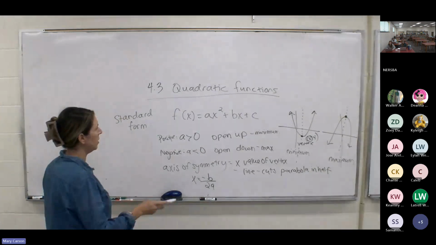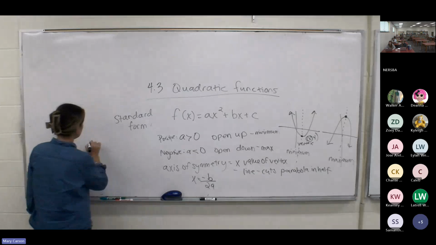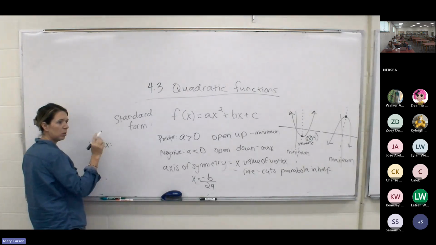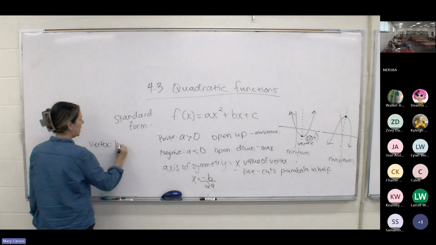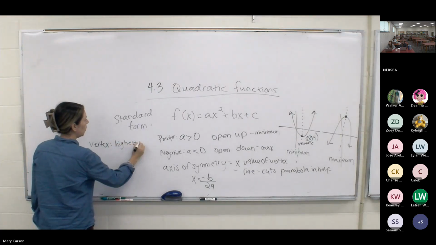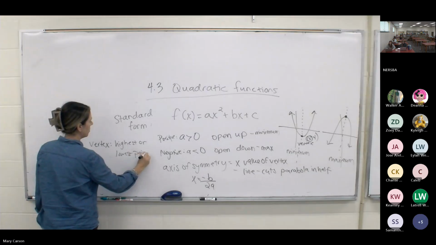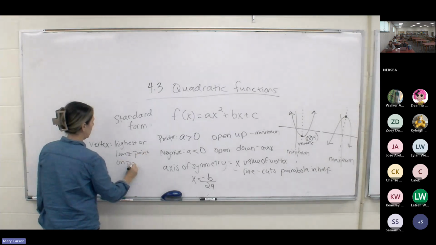Okay, so it gives you the x value of your vertex. Your vertex is the point on your parabola where you get the highest point or the lowest point. So vertex is the highest or lowest point on a parabola.